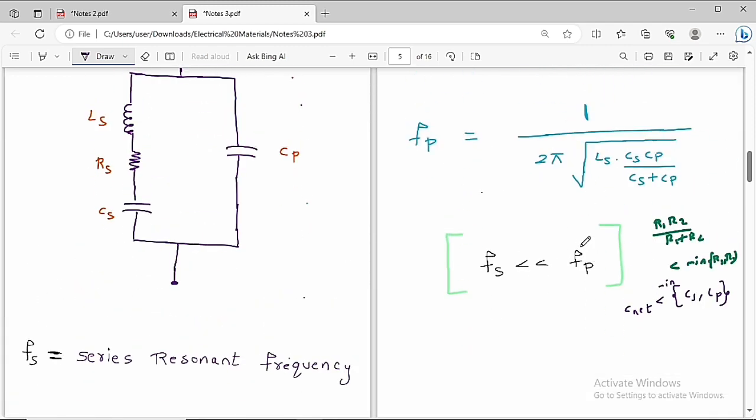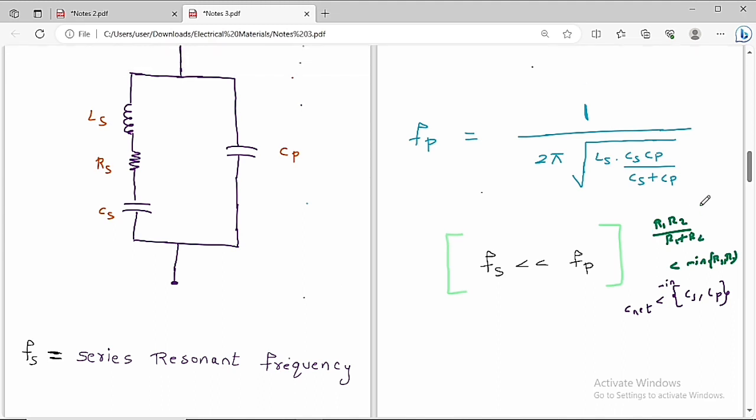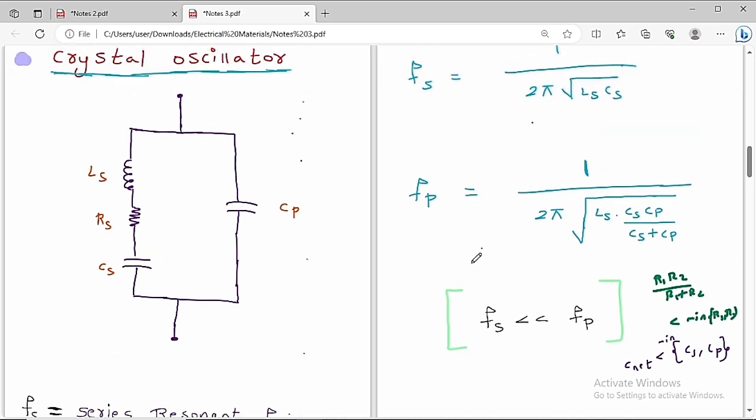As you can see clearly, whenever you keep resistors in parallel, the net resistance will always be lesser than the minimum of the individual resistances. In the same fashion, this formula is also present. So this equivalent capacitance value will be lesser than the minimum of the individual capacitances. So definitely this value is lesser than CS. If this value is less than CS, the denominator is always lesser, so the overall value will become very high. Therefore, FP is greater than FS, or you can say FS is less than FP.